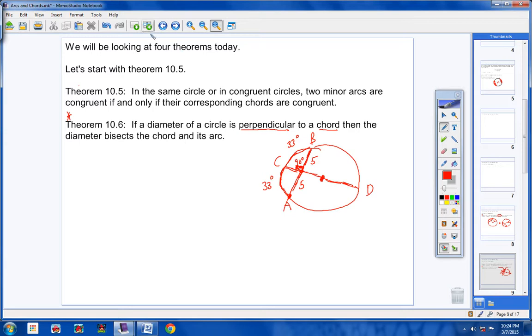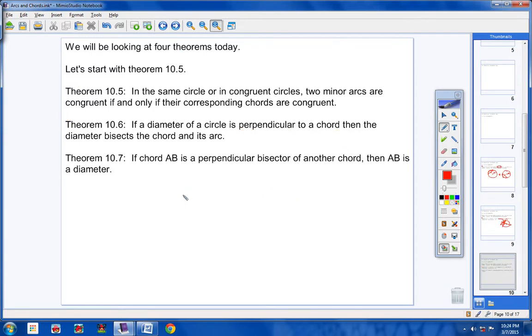Okay? Alright, moving on. If I'm going too fast, pause the video. Lesson or theorem 10.7. If chord AB is a perpendicular bisector of another chord, then AB is a diameter. Okay, copy this down, please. If chord AB is a perpendicular bisector of another chord, then AB is a diameter.